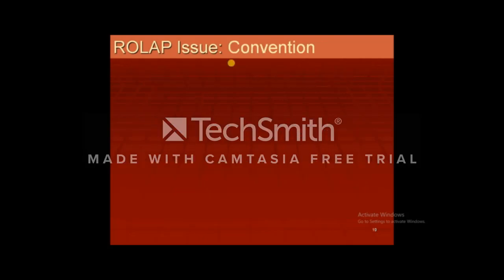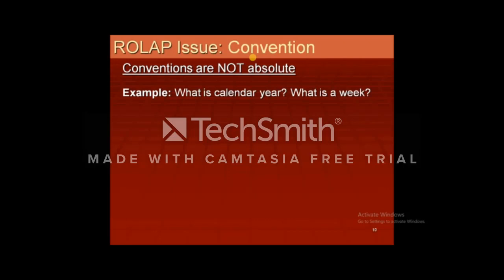The second roll-up issue is conventions. Conventions are not absolute. Explain what a calendar year is, what a week is. There are different definitions of a calendar year or a week. Some companies say our calendar year starts from 1st January and ends on 31st December. Some say that our calendar year starts from 1st July and ends on 30th June. And some say that our calendar year starts from 1st September and goes to 30th August.